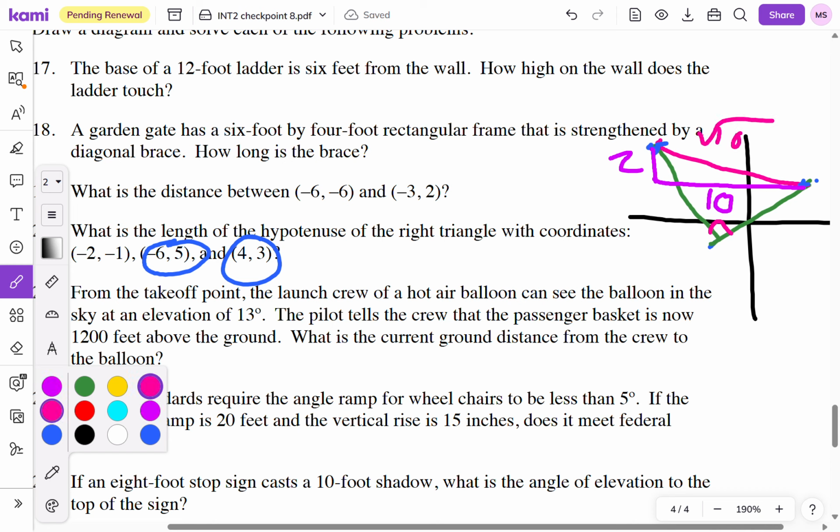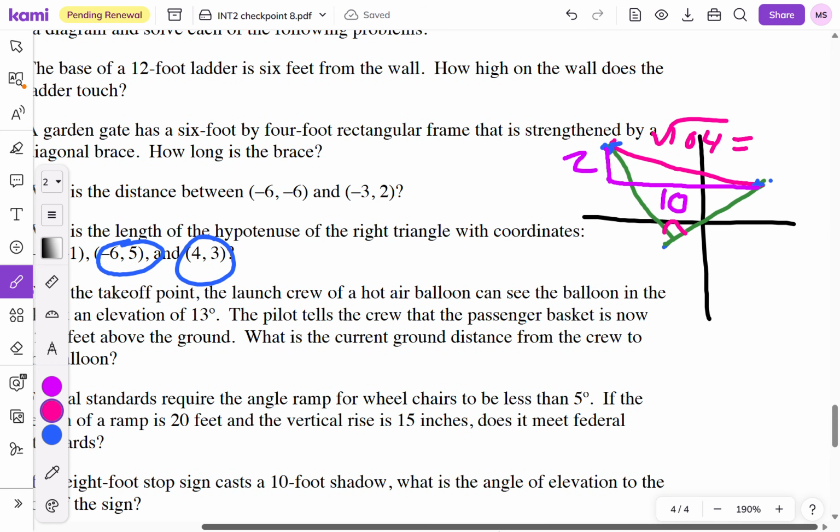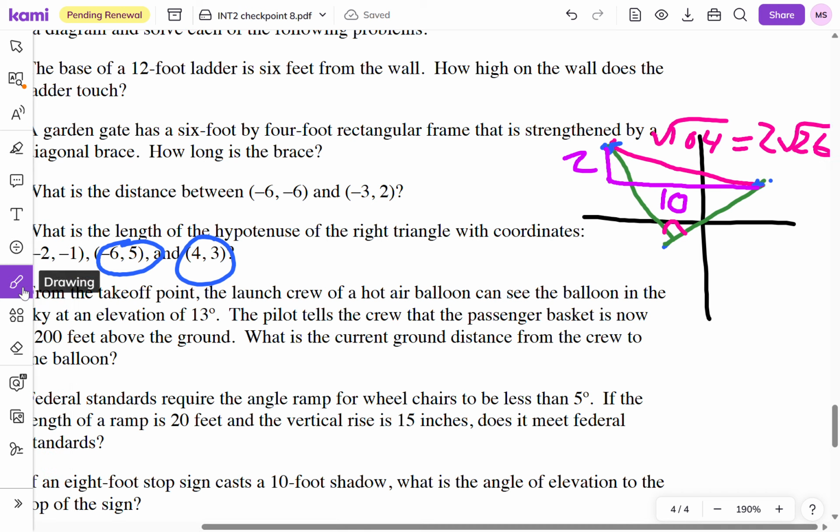Square root of 104. Can that be simplified? Well, it's 2 times 52, so 4 times 26. Yeah, 26 though cannot be reduced. So this is just 2 root 26. That was fast, but I'm assuming you can watch the video and you can slow it down for yourself.